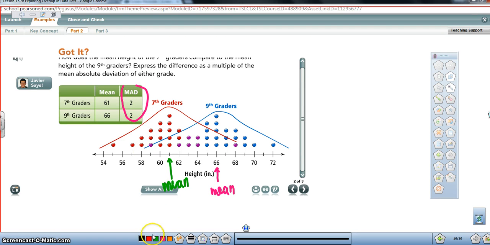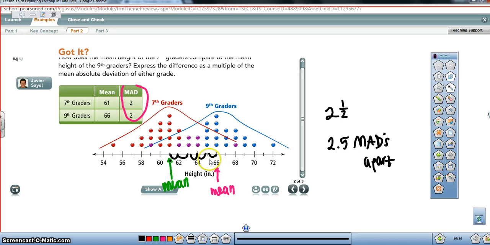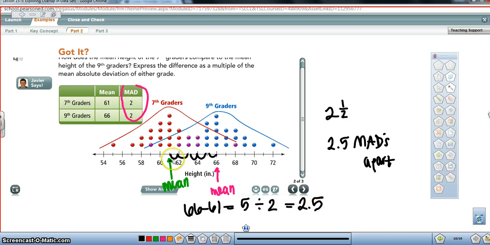So how many 2's does it take to get from 61 to 66? Well, 1 two, 2 twos, and a half of a 2. So 2.5 mean absolute deviations apart. The distance between 66 and 61 is 5. If we take the distance and divide it by 2, the mean absolute deviation, we get 2.5. The 2.5 twos go across from one mean to the next. So we say they are 2.5 mean absolute deviations apart.